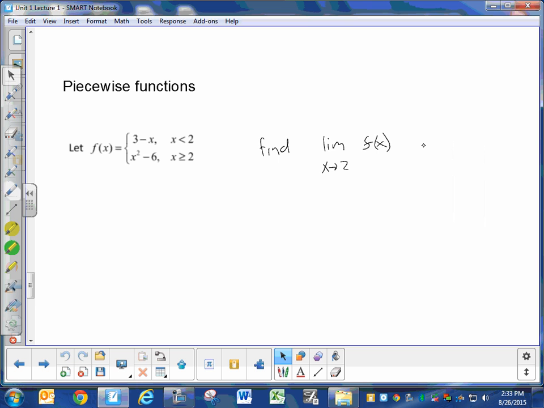Last example, we have piecewise functions we might encounter. We are asked to find the limit as x approaches 2. We might as well also find the limit as x approaches 2 from the left and the limit as x approaches 2 from the right, because after we figure that out, we'll know if the limit exists and is equal to a value or does not exist.